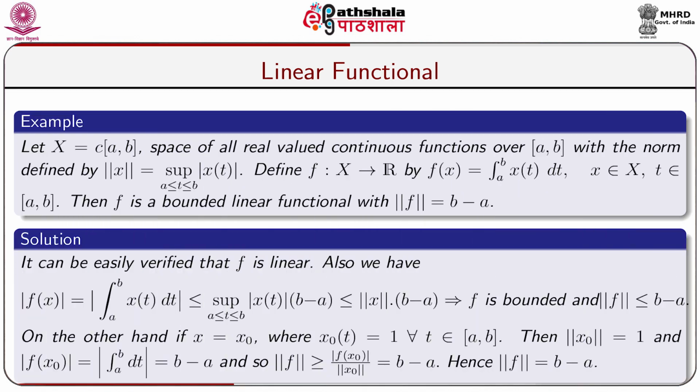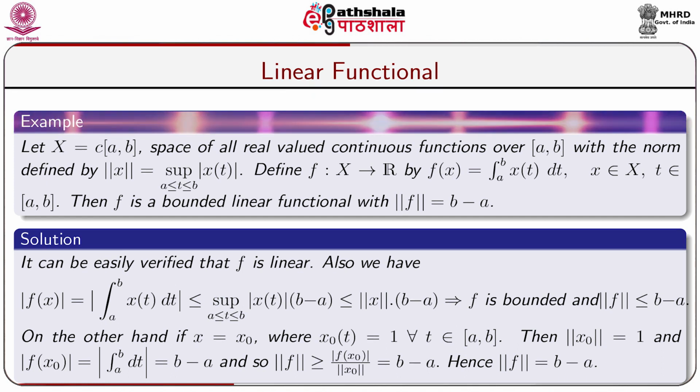Let us take another example. Let X equal C[a,b], which is the space of all real valued continuous functions over the closed interval [a,b] with the sup norm, defined by norm of x equal to sup of modulus of x(t), where t is taken in the closed interval a to b. Define a function f from X to R by f(x) equal to integration a to b of x(t) dt, x belonging to X and t belongs to the closed interval [a,b]. Then f is a bounded linear functional with norm of f equal to b minus a.